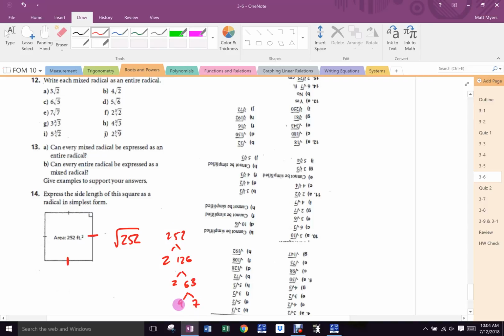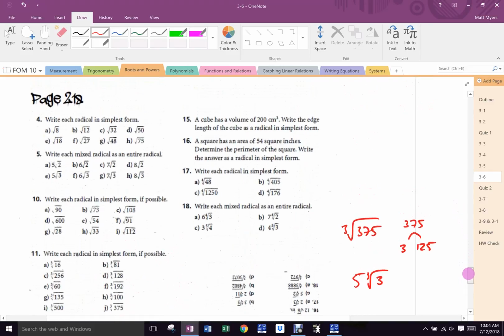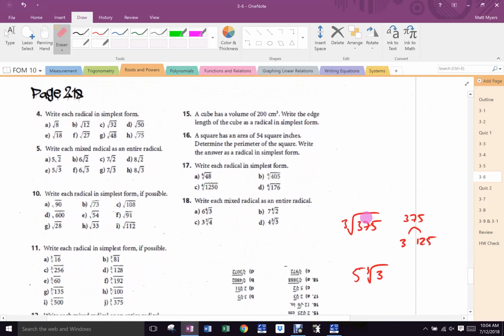Why did I stop at 9? Because it's got a square root. So what comes out? 3. Is that a group of 2? So what comes out? 2. What did we leave under there? 7. What do we do with the 3 and the 2? What's 3 times 2? 6 root 7. You good? And Charlotte, you were 14, yes? 16, sorry.